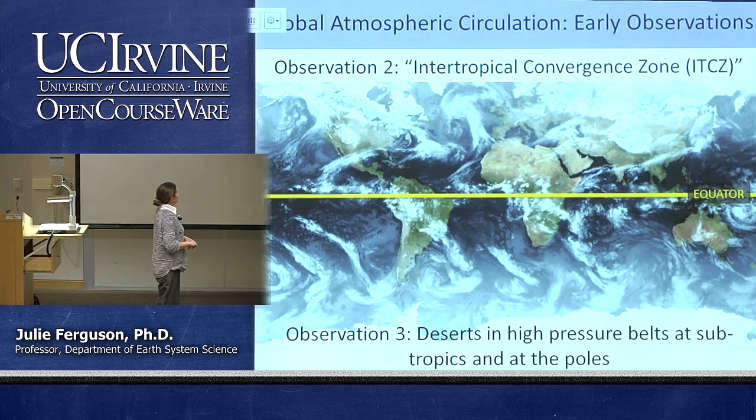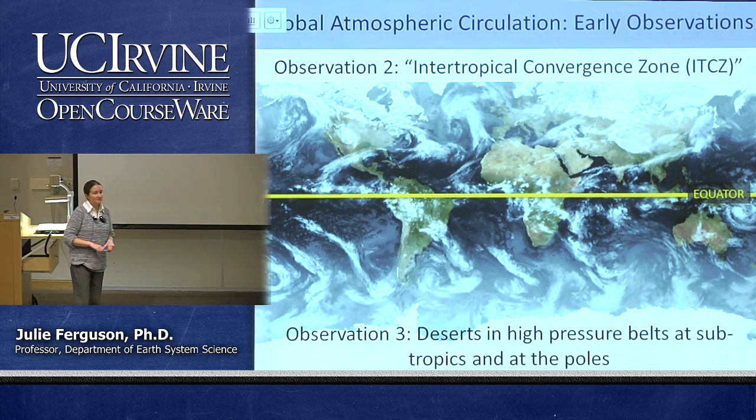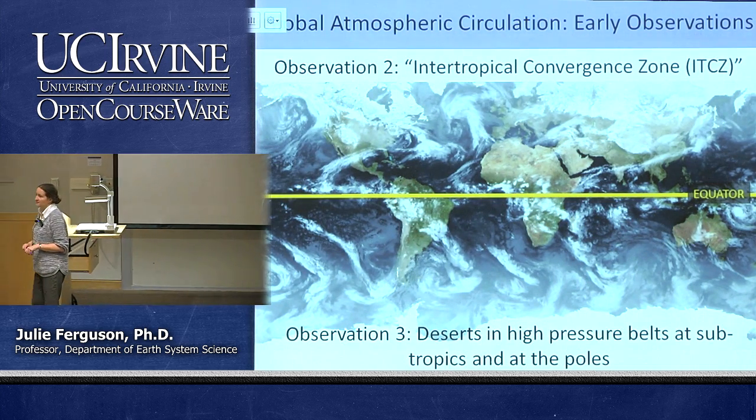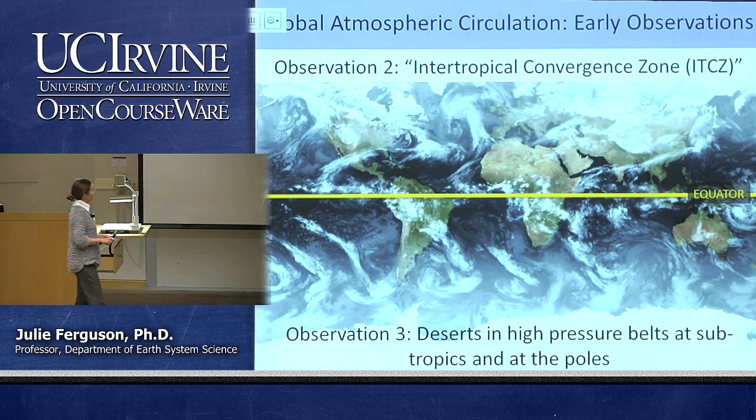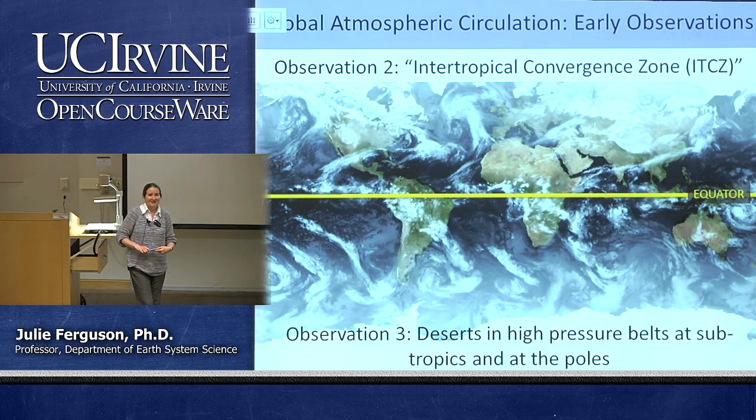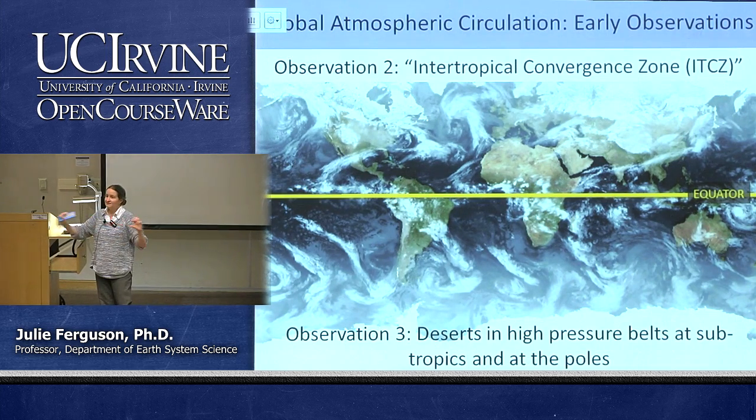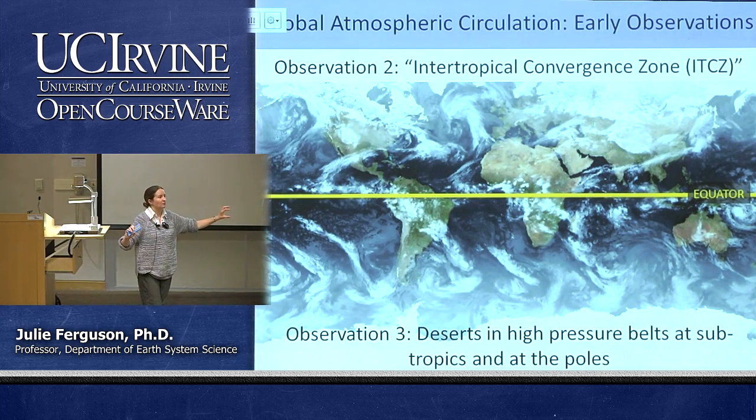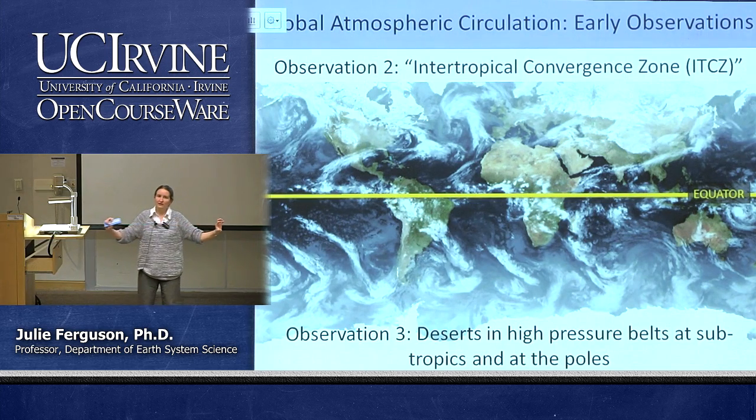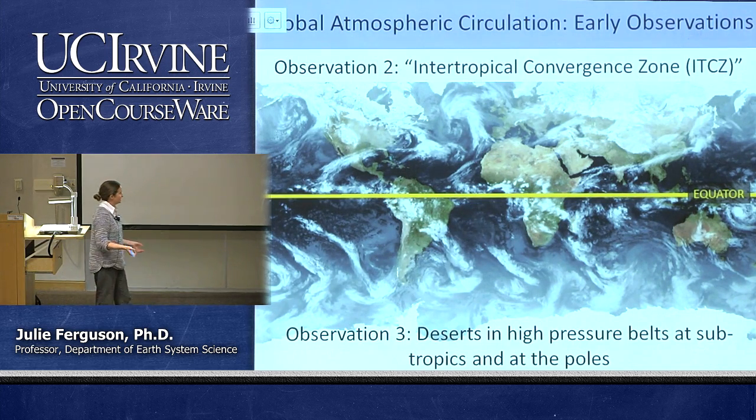We also have to explain that we get this band of cloud running right along the equator, and we call that the intertropical convergence zone, or the ITCZ, okay? And so we have this nice consistent band of rainfall and cloud right along the equator. So how can we explain that?